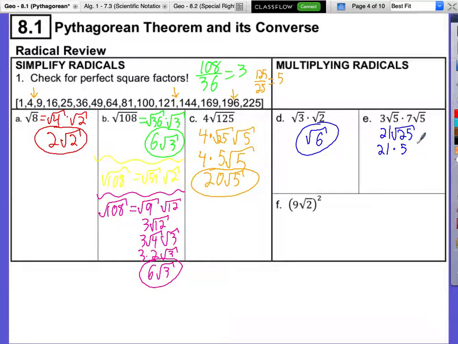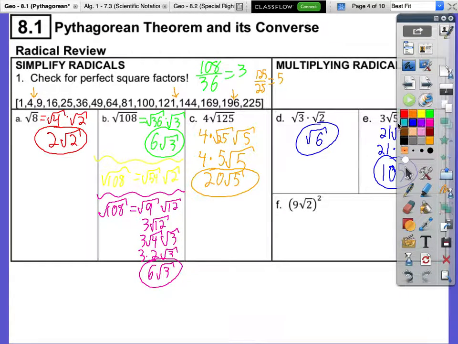And 21, because that's what we're doing here, is multiplying with this, which is multiplying with this, which is multiplying with this. So we multiply 21 times 5, which gives us 105. So that would be our answer, because we can't simplify the square root of 5 anymore. It's already the square root of 5.